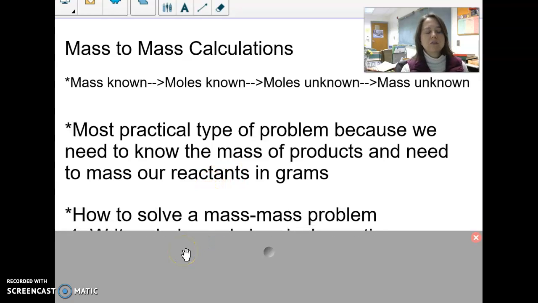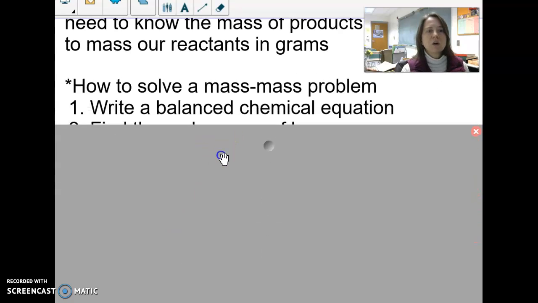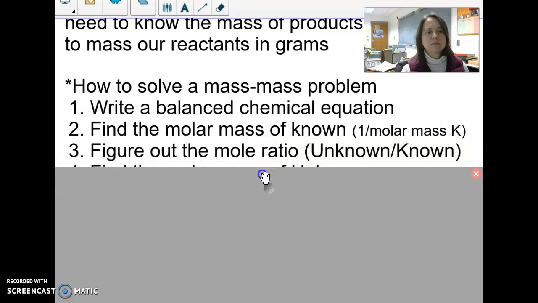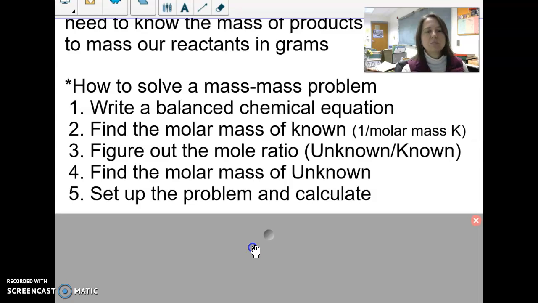And the steps how to solve a mass-to-mass problem. First thing we're going to do, as always, is write a balanced chemical equation. Then we're going to find the molar mass of our known quantity, which is actually 1 mole over your molar mass in grams. Then we're going to figure out your mole ratio, and as always, you put your known quantity on the bottom, unknown at the top. But we also have to find the molar mass of our unknowns. We have to find the molar mass of both compounds. We're going to set up the problem and calculate.